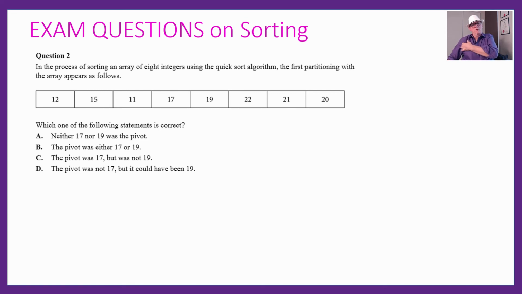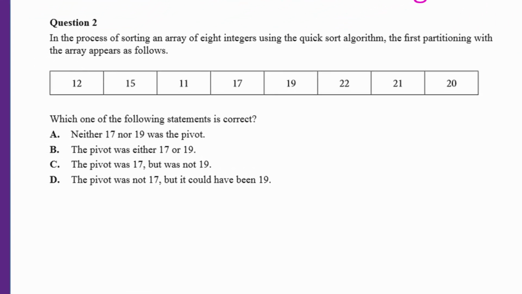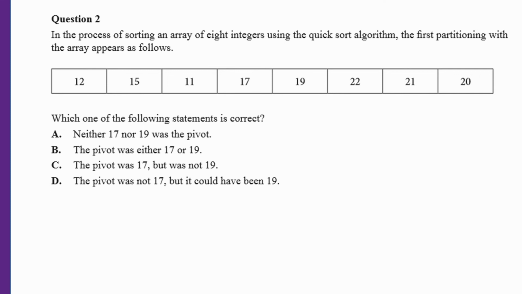In the process of sorting an array of 8 integers, the 8 whole numbers we've got shown there, which one of the following statements is correct? Neither 17 nor 19 was the pivot. Okay, so pivot, straight away we're talking about quick sort here, and they even tell you that up the top. The pivot was either 17 or 19. The pivot was 17, but was not 19.